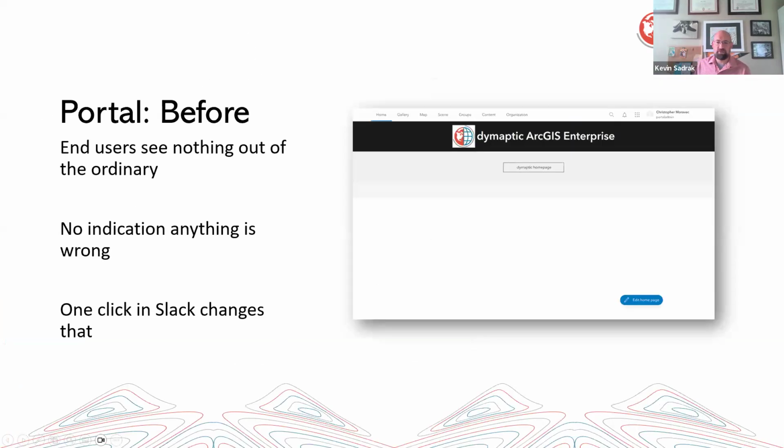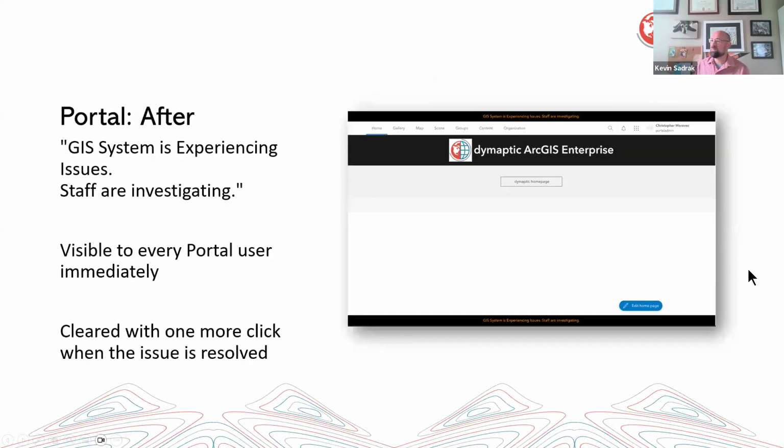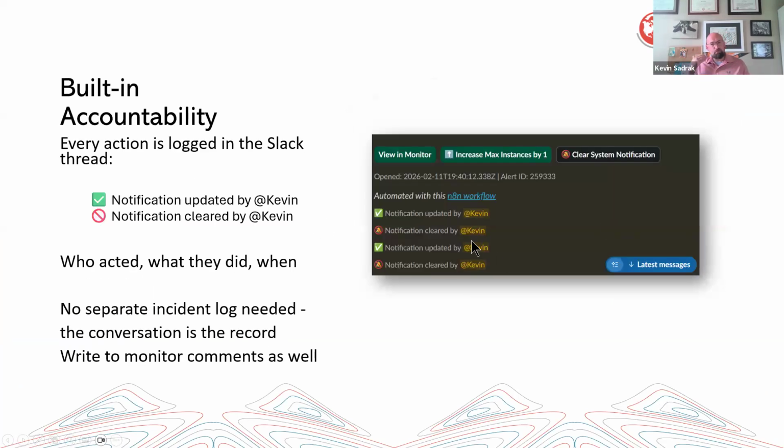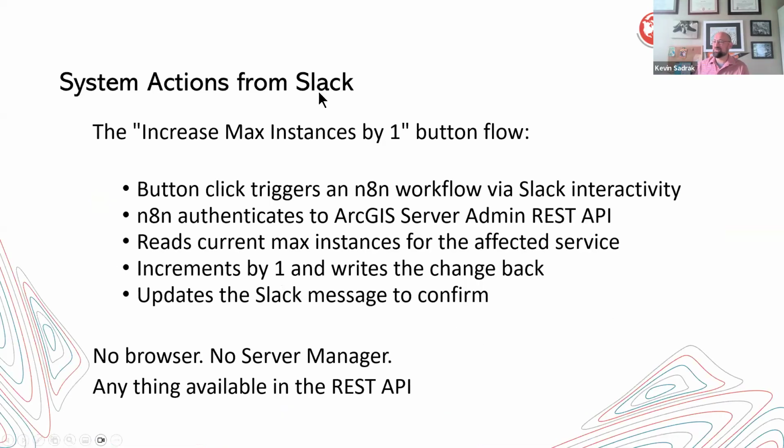All right, and so you saw some of these, the portal before, press it, and there it is afterwards. We have the accountability. ArcGIS Monitor offers that when you have your alerts and your comments. This also does it in the Slack channel. It keeps all the information in one place. It's a little redundant here, but I just want to get the point across.